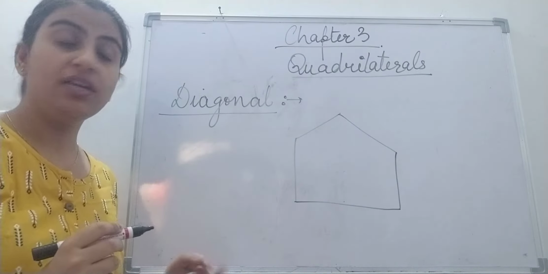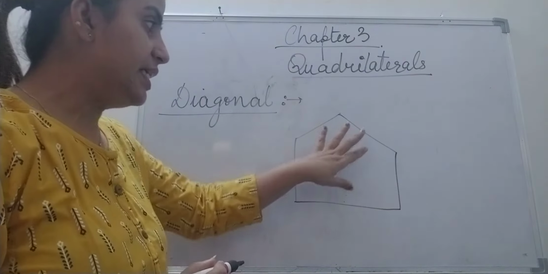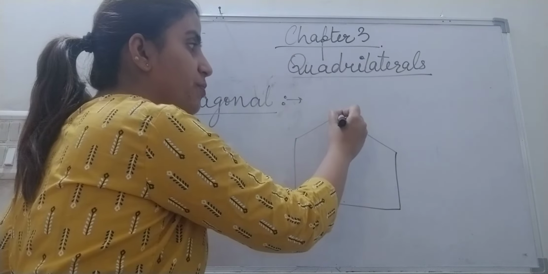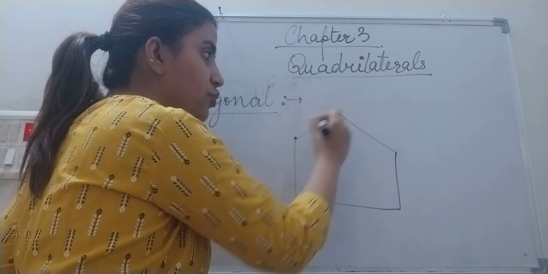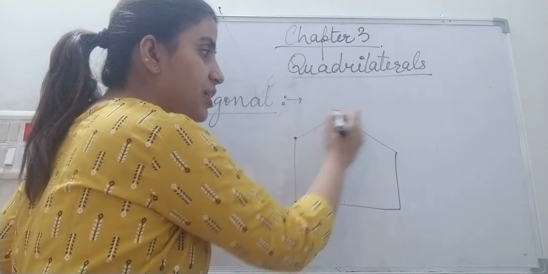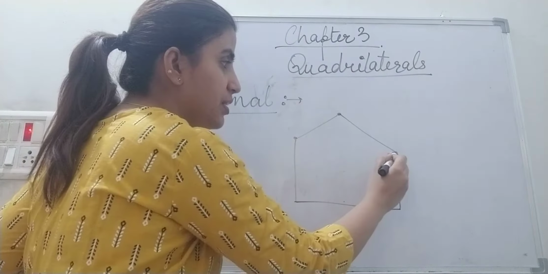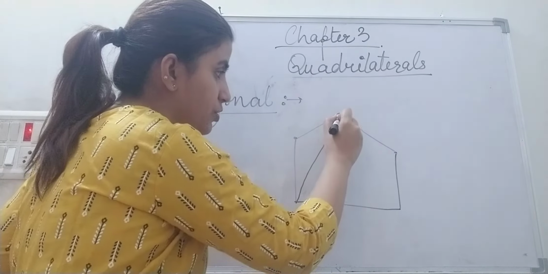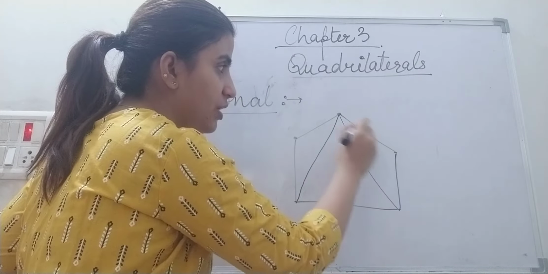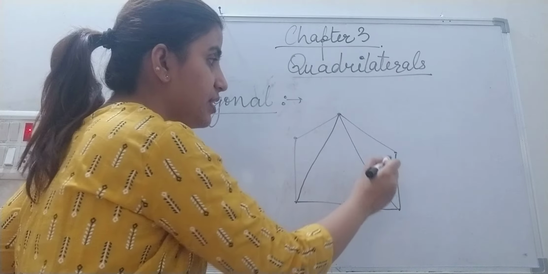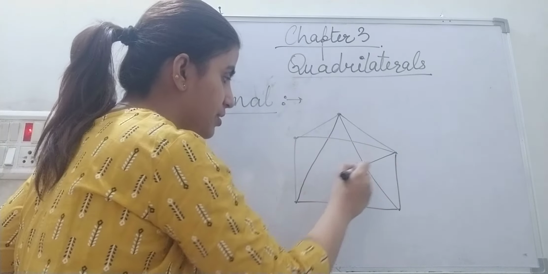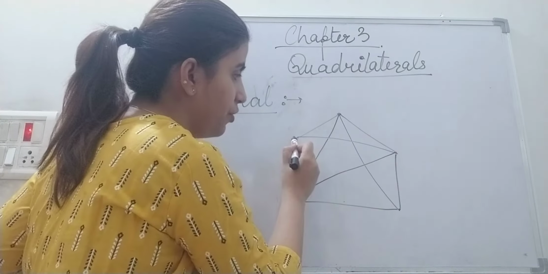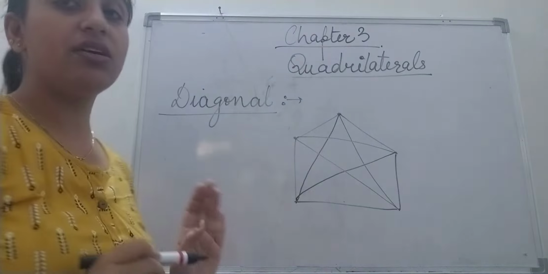Diagonals are actually lines joining the interior part of a polygon, but they will not join the consecutive points. Consecutive means one after another. Do not join these two. Leave the adjacent point, which means you have to leave these points and join the remaining points. 1, 2. From here also leave the next points and join the remaining points. From here also leave the next points. One line is already drawn, one I will draw. So these lines are called the diagonals.